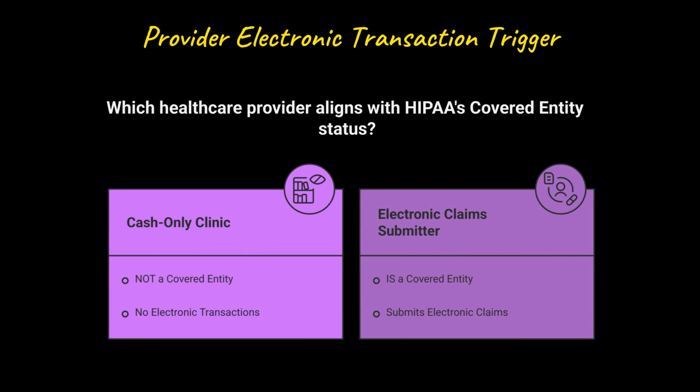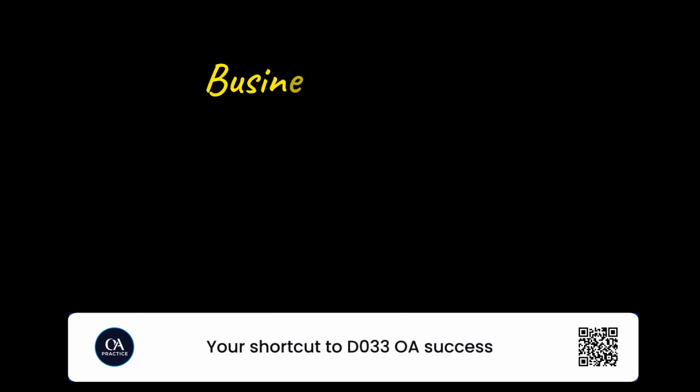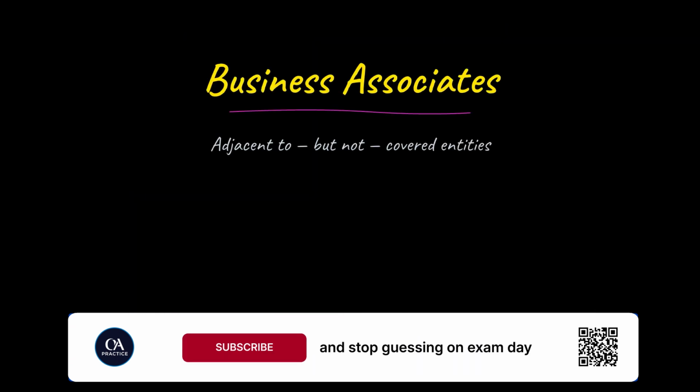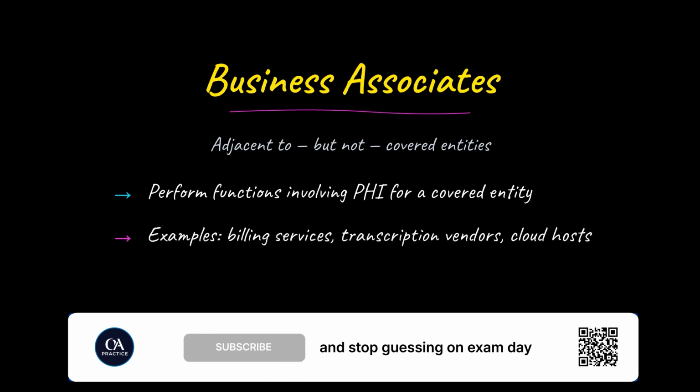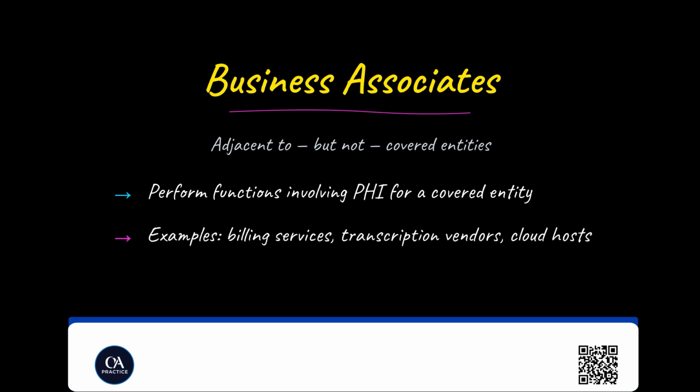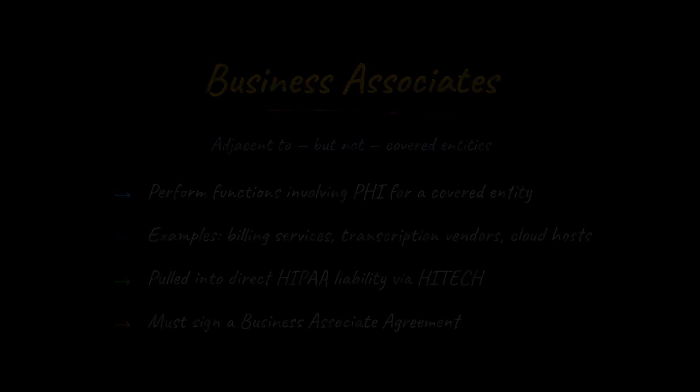The moment that same clinic starts submitting electronic claims, it crosses the threshold and becomes fully subject to the privacy and security rules. Business associates sit just outside the covered entity definition. They handle protected health information on behalf of covered entities and are bound by many of the same requirements through signed agreements and direct liability rules introduced by HITECH.